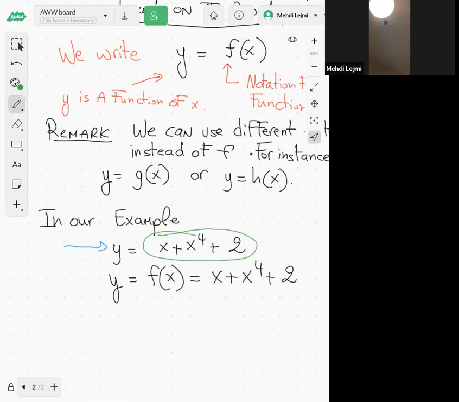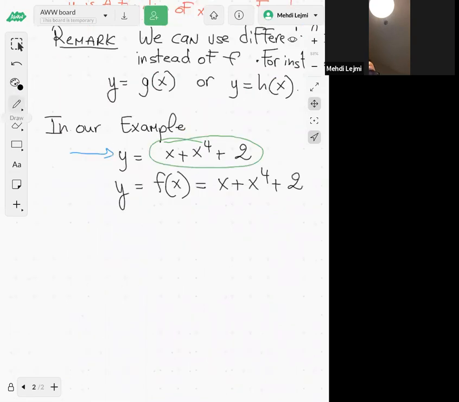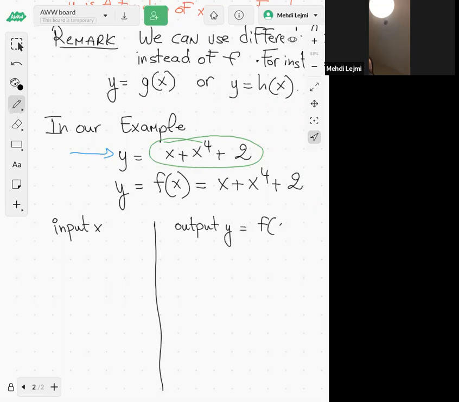Okay. So for example, let me make a table here. Here's my input x, and here's my output y. And this y is a function of x, right? Because this equation represents a function. So y is a function of x. y is equal to f of x. Now, for example, if you say my input x is 1, what will be my output?